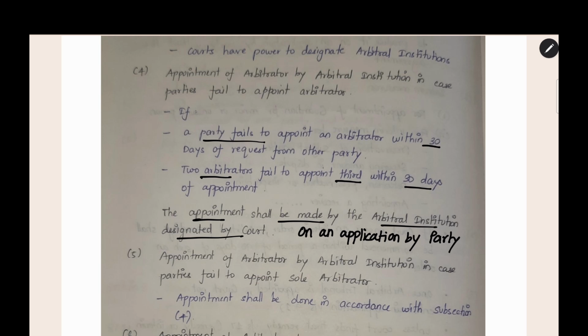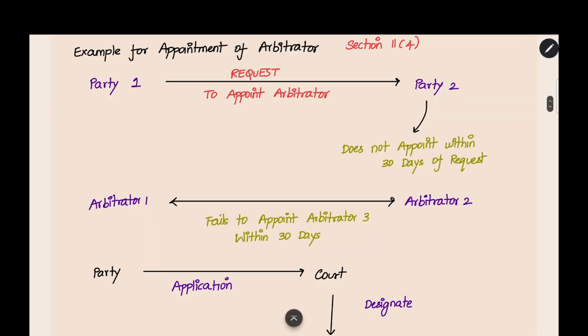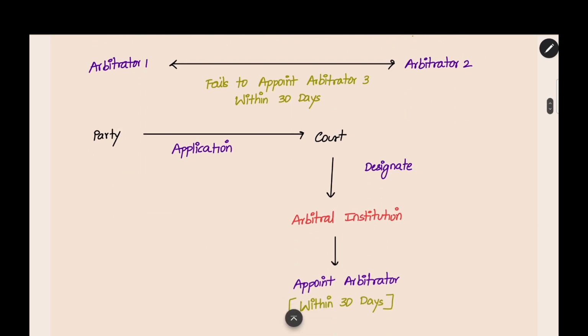Now let us understand what this is saying. If the arbitrator is not appointed within 30 days, either by the parties or by the first and second arbitrators, a party to the arbitration can make an application to the court. Now what the court will do is designate an arbitral institution. The court will say that party, you cannot appoint the arbitrator because you are not allowed to appoint after 30 days. You are coming to us for an arbitrator. Now we are designating an arbitral institution like the International Chamber of Commerce to take up your case.